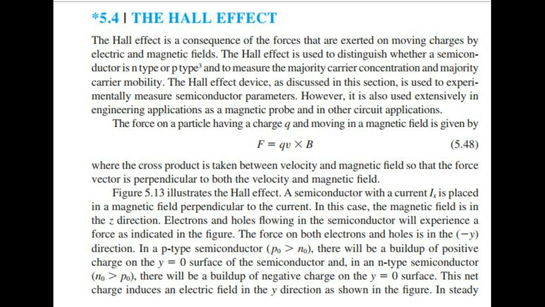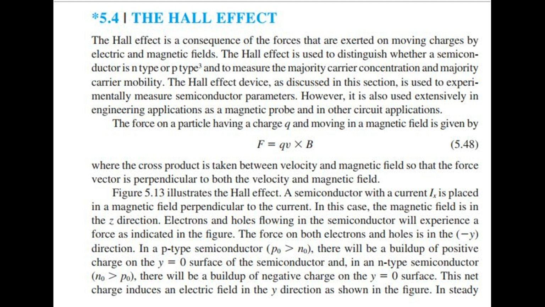The force on a particle having a charge q and moving in a magnetic field is given by F equals q v cross B, where the cross product is taken between velocity and magnetic field so that the force vector is perpendicular to both the velocity and magnetic field. Figure 5.13 illustrates the Hall effect. A semiconductor with a current Ix is placed in a magnetic field perpendicular to the current. In this case, the magnetic field is in the z direction. Electrons and holes flowing in the semiconductor will experience a force as indicated in the figure. The force on both electrons and holes is in the y direction.